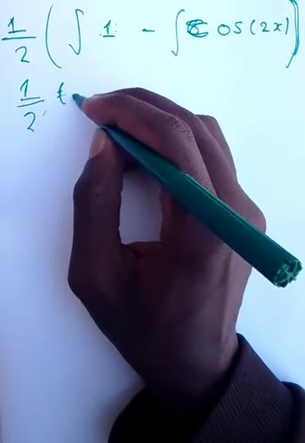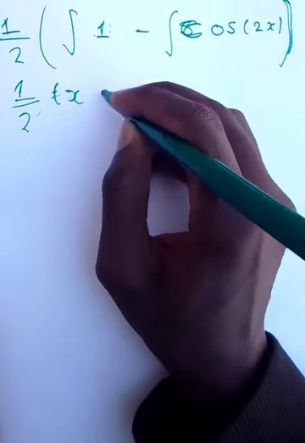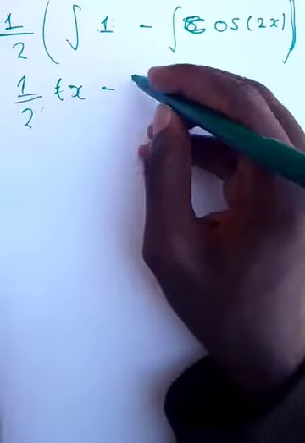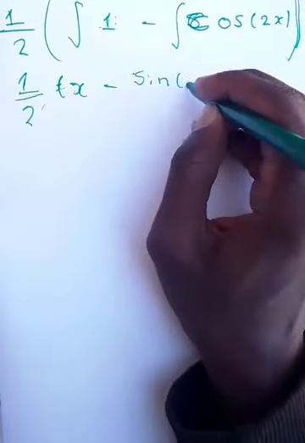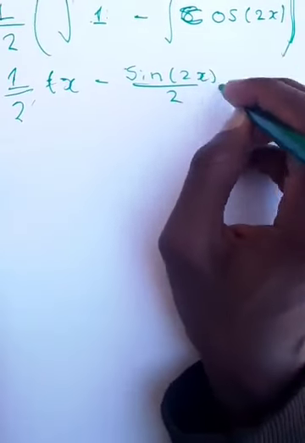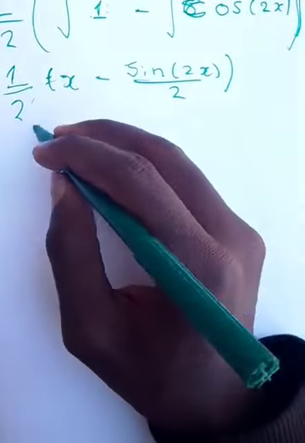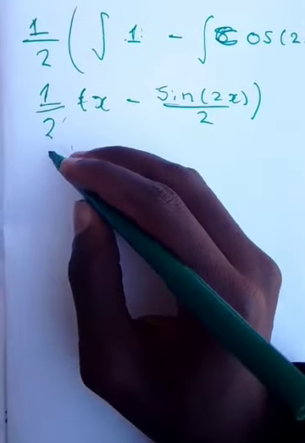So times x minus, what's the integral for cos 2x? You know that it is sine 2x over 2. I taught these identities. I hope you remember. For you guys who have subscribed, I hope you remember.